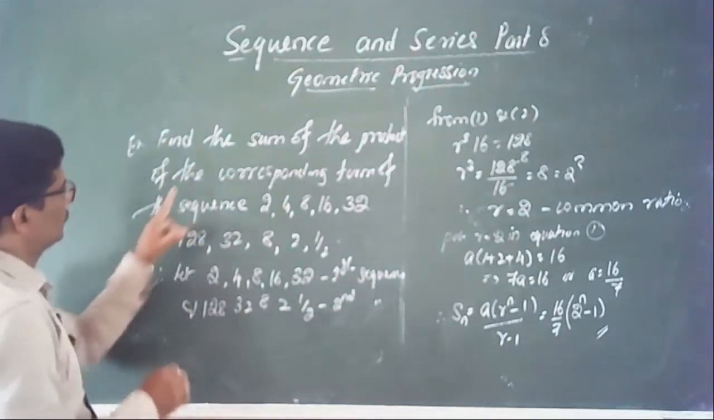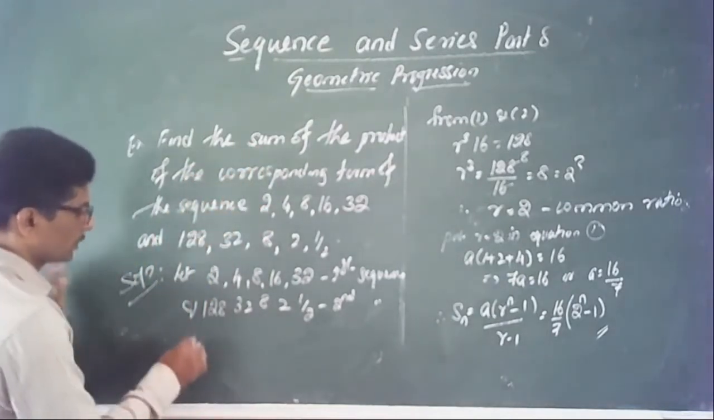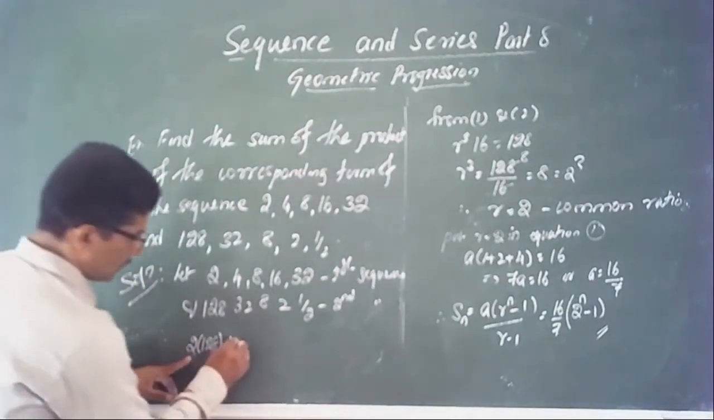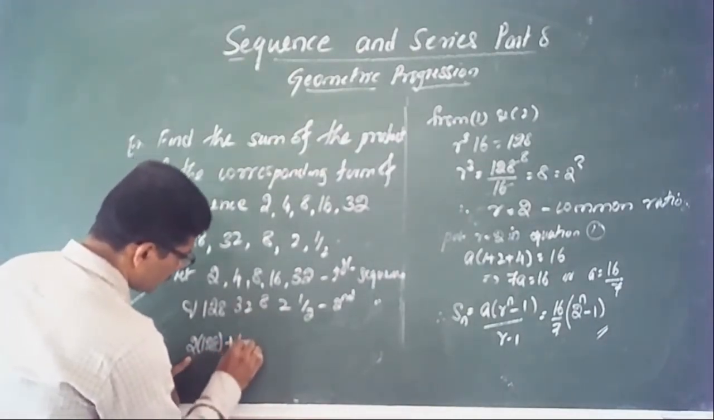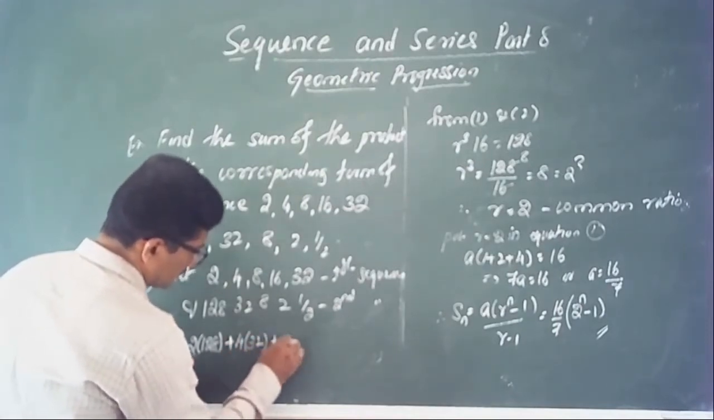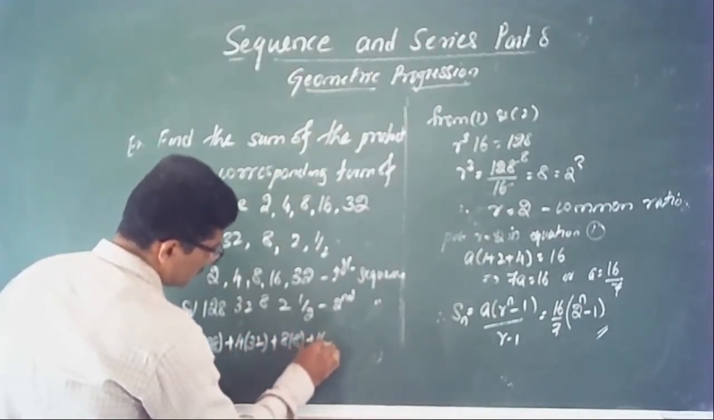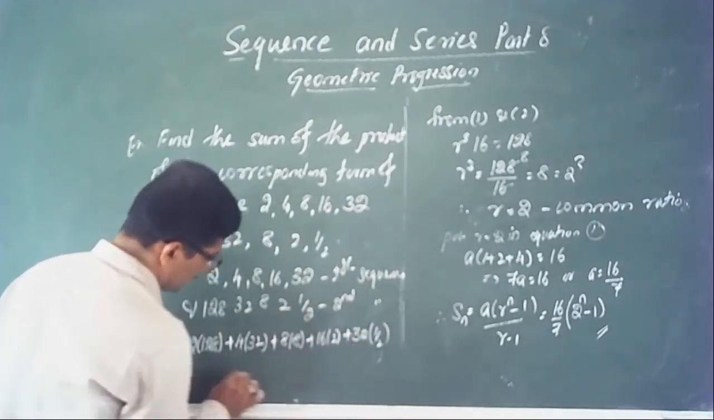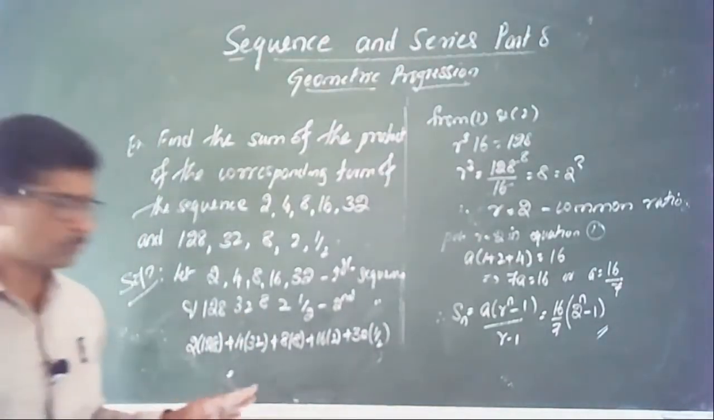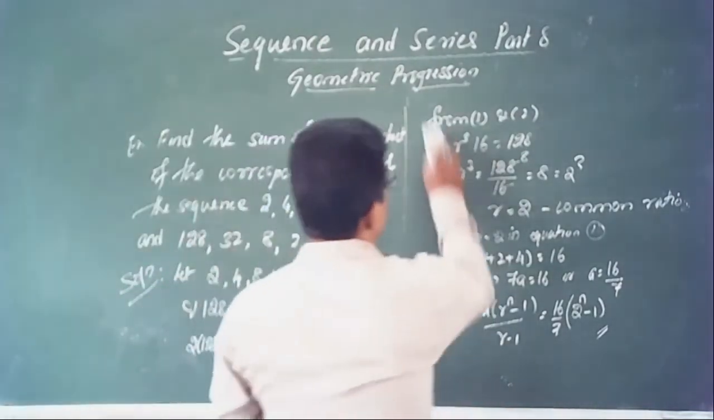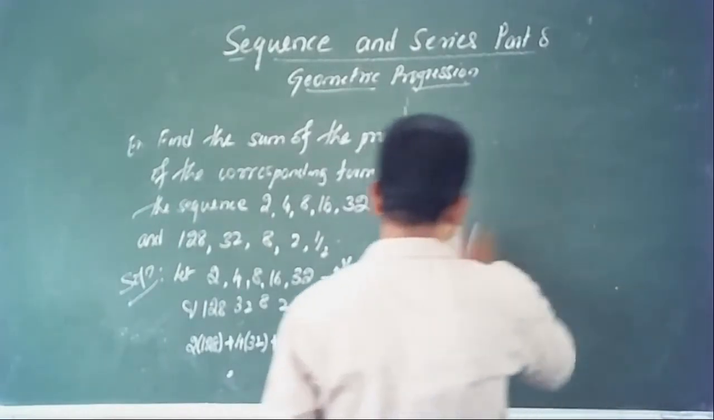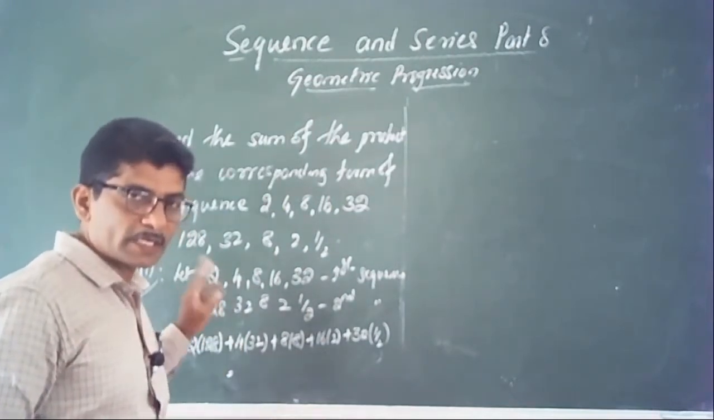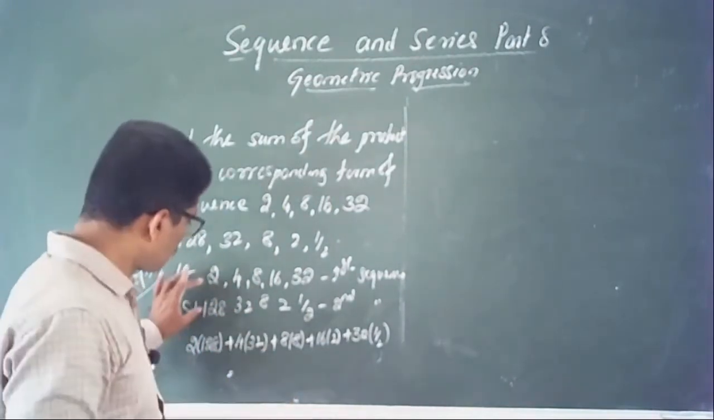Therefore, the sum of the product of the corresponding terms: 2 into 128 plus 4 into 32 plus 8 into 8 plus 16 into 2 plus 32 into half. You know that this one is in GP. The first sequence is GP, the second sequence is GP. The product, the sum of the corresponding terms is always in GP.